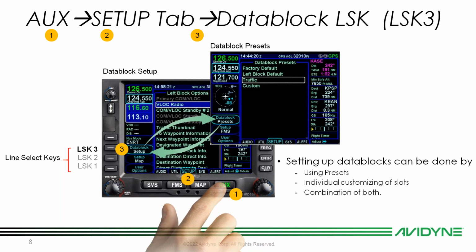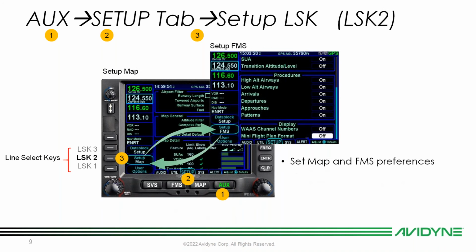I'll get into that a little bit later, but the next thing I want to talk to you guys about was your different setup pages. So there are 2 different setup pages in your IFD. There's a map setup page and an FMS setup page, and they're both selected by that same line select key. So you toggle line select key number 2, going from the bottom to top, 1, 2, 3, 4. This is how you set your different map and your FMS preferences.